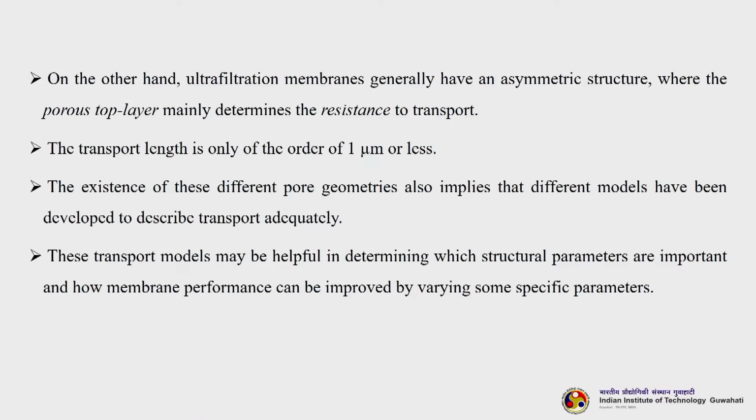This is about microfiltration, and an ultrafiltration membrane usually has an asymmetric structure. Though it is porous, it is asymmetric, where the porous top layer mainly determines the resistance to flow. So, both the layers are porous in an ultrafiltration membrane. Now, the transport length is only of the order of 1 micron or less. So, the thinner the top layer, the lower the resistance to transport will be.